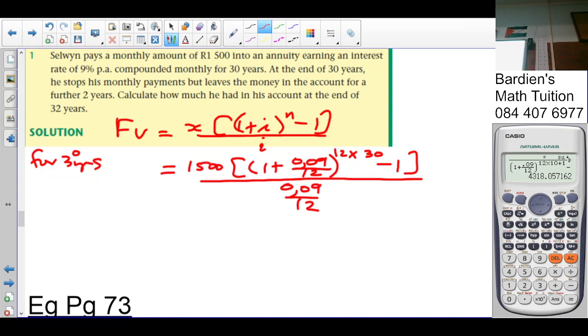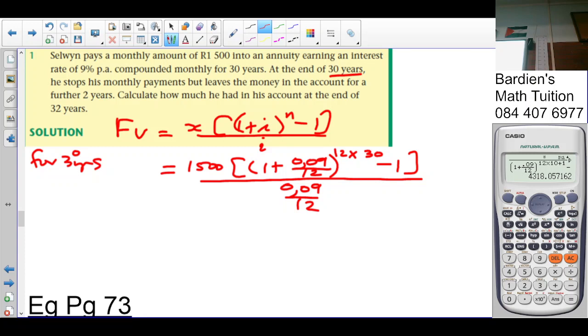So this is going to be your future value for the 30-year period. Not so? But what did we say? What's going to happen after that? So you draw an interest for how many years? 2 years. Using which formula? Compound formula. Does it make sense, people?